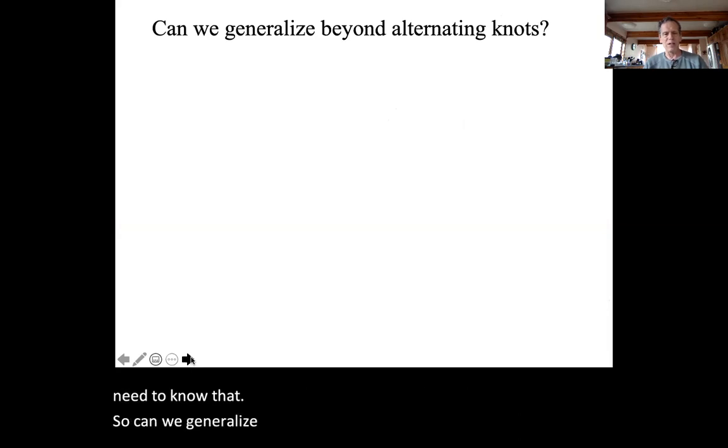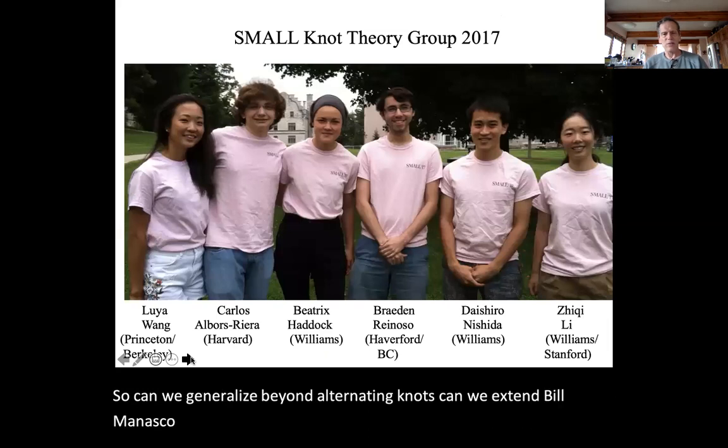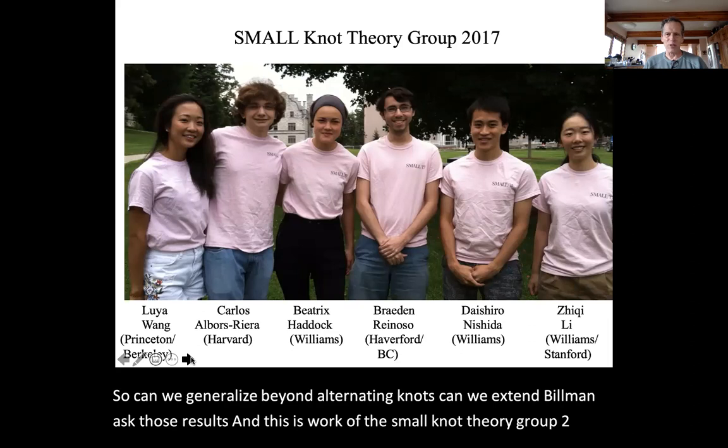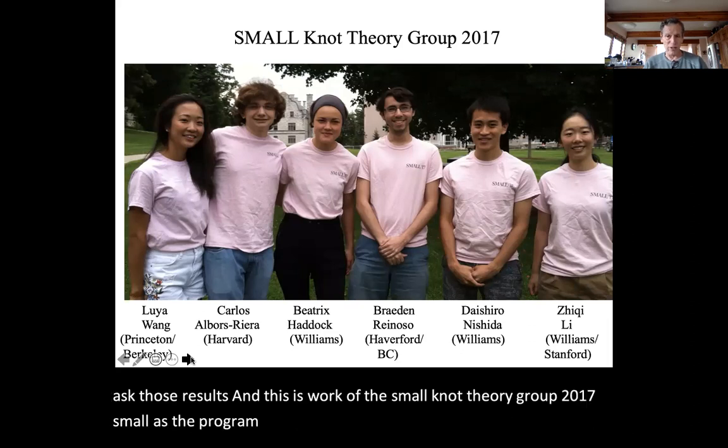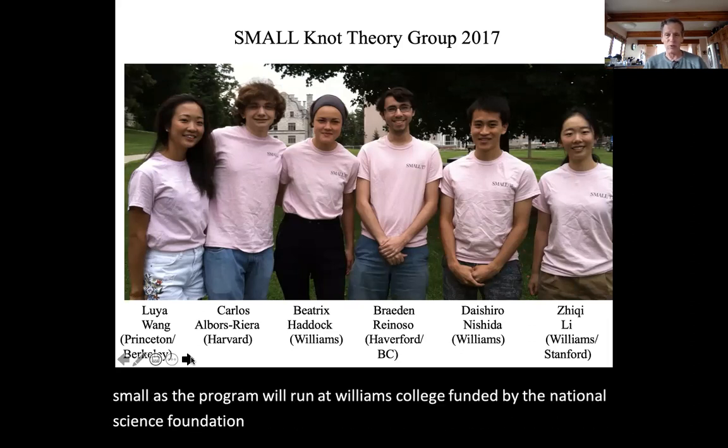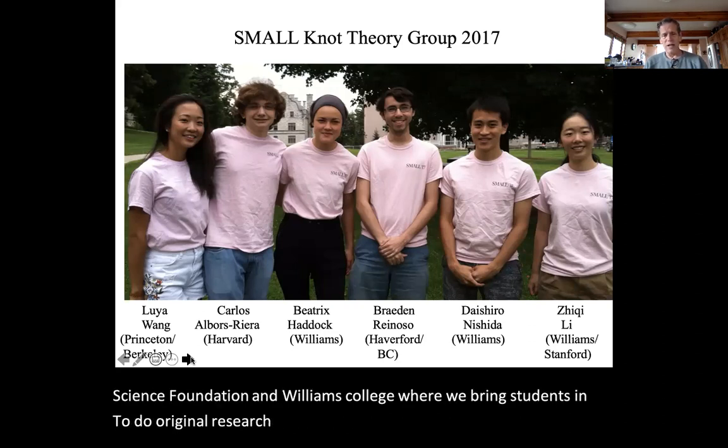So can we generalize beyond alternating knots? Can we extend Menasco's results? And this is work of the SMALL Knot Theory Group 2017. SMALL is a program we run at Williams College, funded by the National Science Foundation, where we bring students in to do original research on mathematics. And this group included the people here.